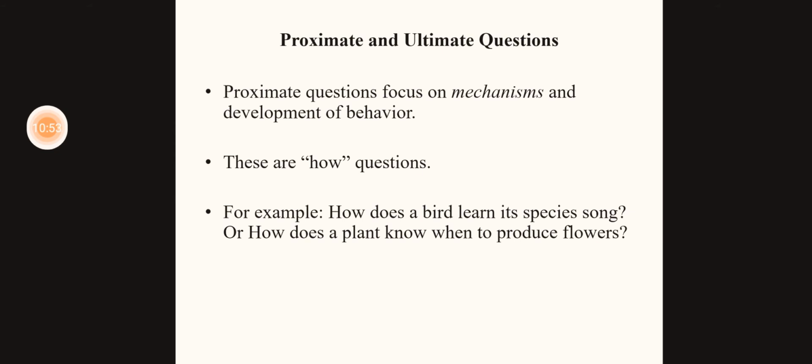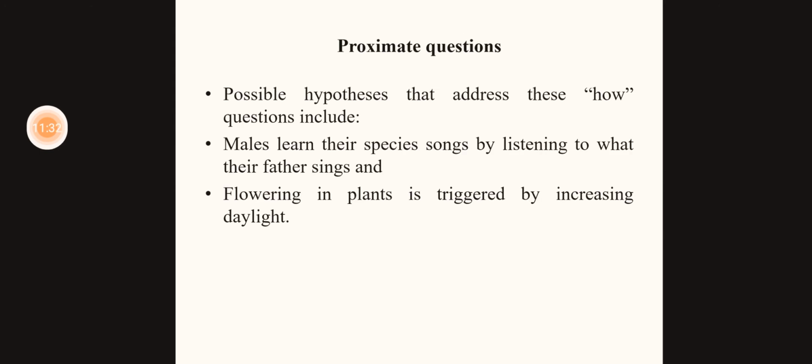Proximate and ultimate questions. Proximate questions focus on the mechanism and development of behavior. These are how questions. How does a bird learn its species song? Or how does a plant know when to produce flowers? These are all instinct behavior. The questions that our mind starts with how will be the proximate approach.